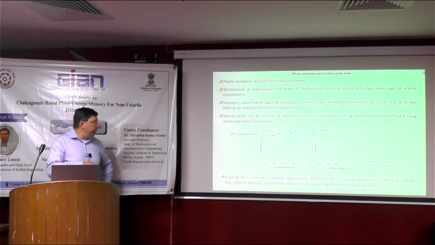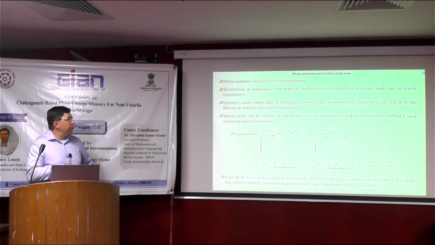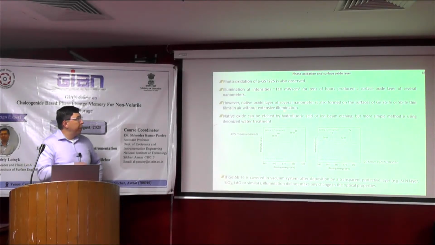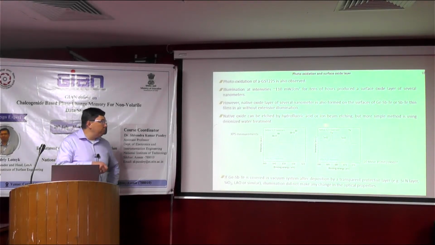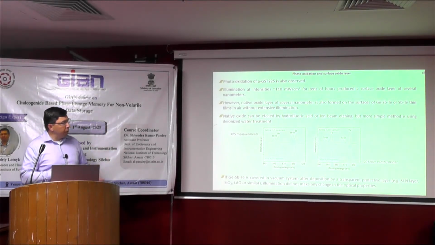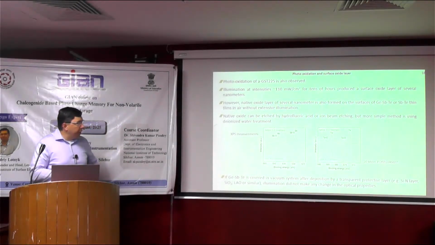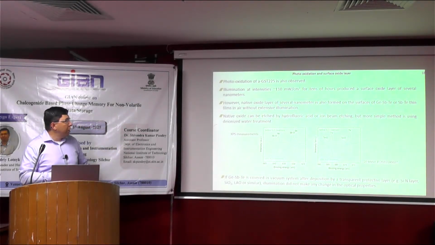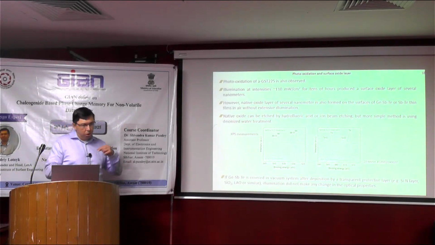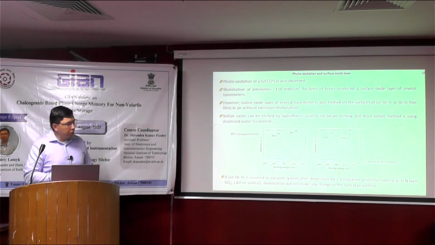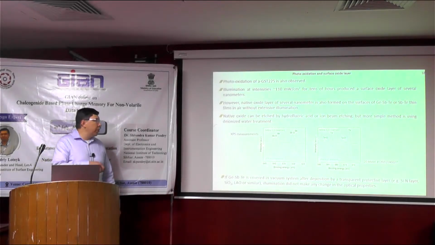To etch away this oxide, you can use hydrofluoric acid, which is very hazardous, or you can use ion beam etching. For this, you need a special facility, an ion beam facility. But there is a very simple method. We used deionized water treatment. If you put your thin film in the water for several minutes, you can etch away this oxide layer.